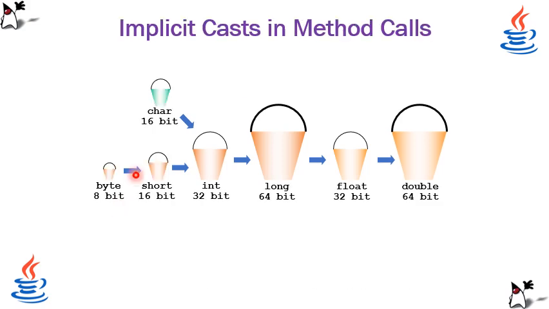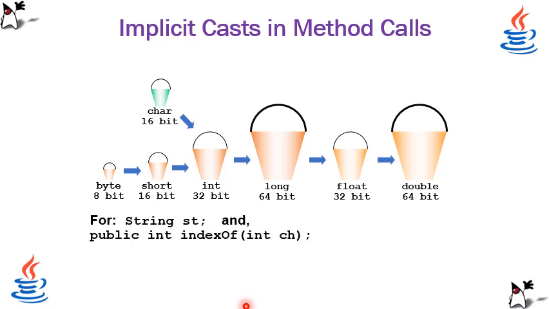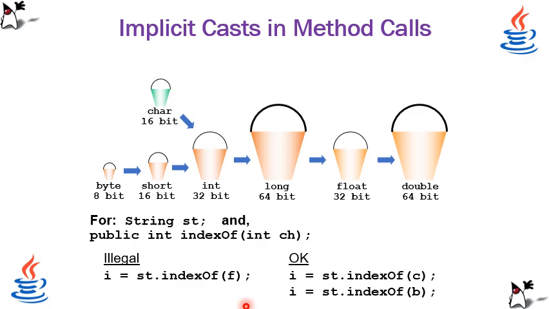Casting and promotion happens even during method calls also. For example, let us take up a built-in method called indexOf, which will take an integer value as argument. Suppose if you are passing a float value, it will not be accepted because integer is smaller than float. Whereas we can call like this: st.indexOf(c), that is a character or byte value. This is allowed.